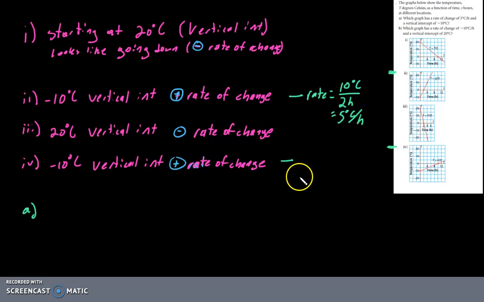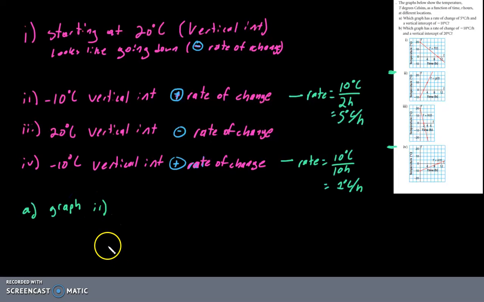Over here on graph 4, it looks like I only have 2 points, one here and one over there. Again, my rate looks like it's going up 10 degrees, from negative 10 to positive 0. That's a 10 degree jump, positive. But it looks like this is going to be taking 10 hours to do. So this means that's going to be 1 degree Celsius per hour. I'm looking for 5, so I know that my answer for A should be graph 2.